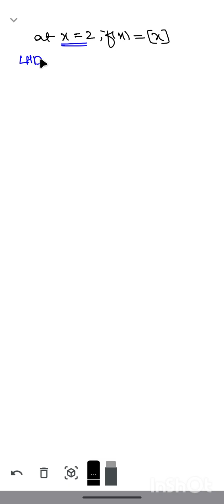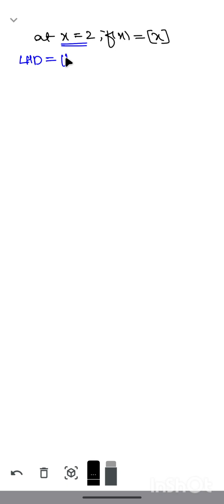First let us find the left hand derivative and right hand derivative, and compare both. If both are the same, we can say that the given function is differentiable. But since in the question itself they are asking you to prove that the given function is not differentiable at x is equal to 2, we should prove that the left hand derivative is not equal to the right hand derivative. So, finding the left hand derivative.